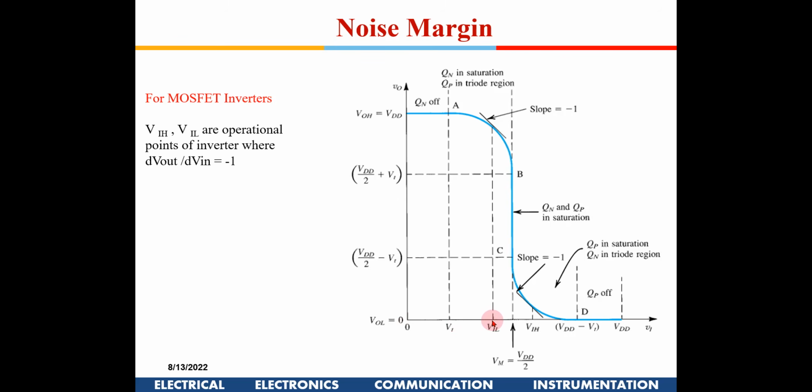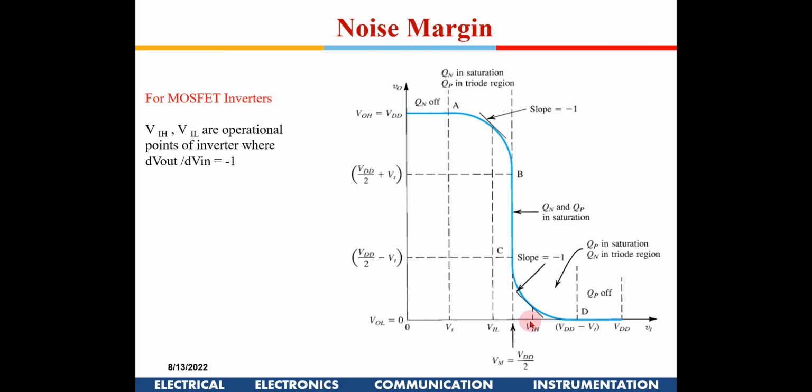So 0 to VIL is generally termed the input noise margin. This inverter can tolerate this much noise, and hence it is known as the noise margin low, NML. Similarly, on the high side, there is a point at which the slope is again -1. This is known as VIH, and from VDD to VIH this is known as noise margin high.